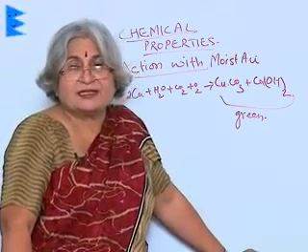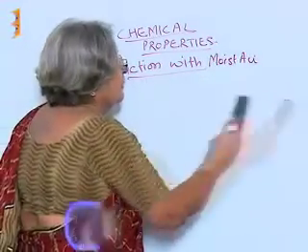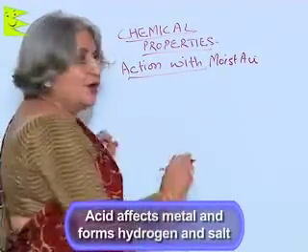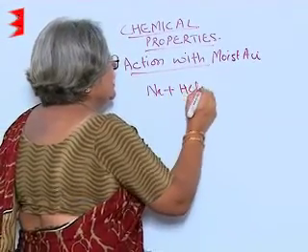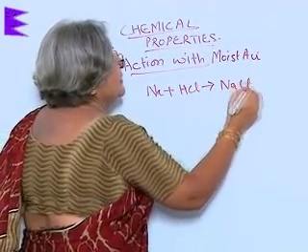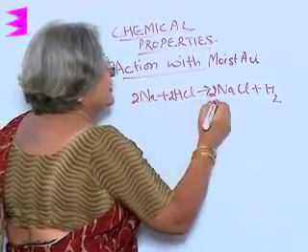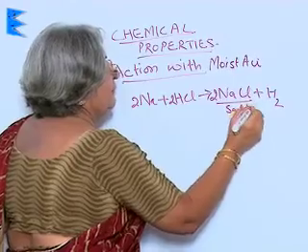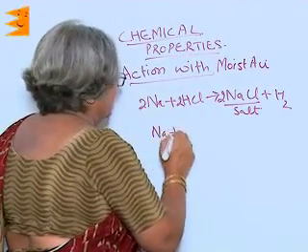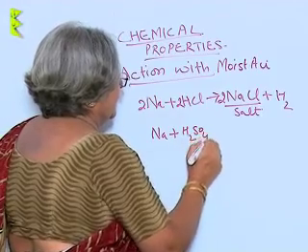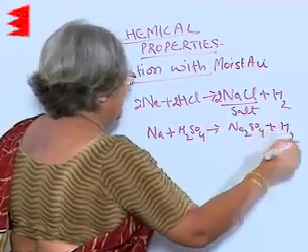Another thing that affects metals is acids. In the case of acids also, they form hydrogen and salt. For example, Na plus HCl will form NaCl plus H2. NaCl is salt and it will also produce hydrogen. Na can also combine with sulfuric acid to give sodium sulfate plus hydrogen.